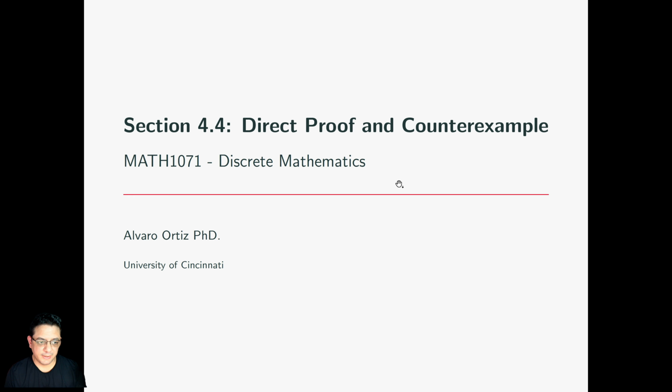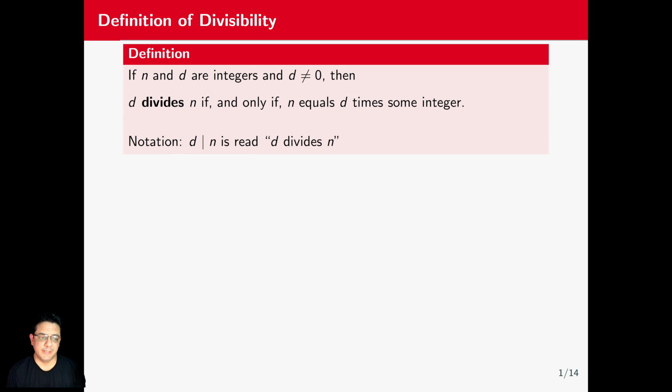Hello everyone, in this section we're going to talk about divisibility. By definition, if you have two integers and you say that d divides n, then what you have is that n is going to be equal to d times some other integer. Notation-wise, this is read like d bar n, and it's read d divides n.